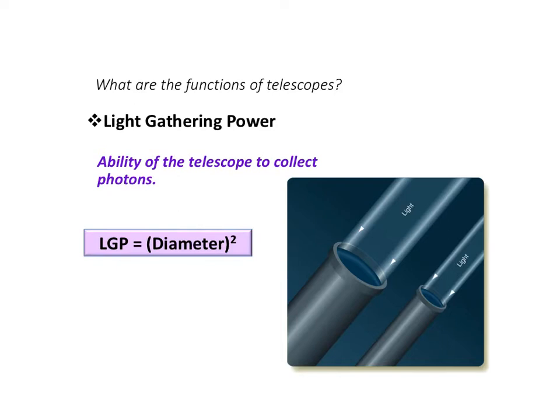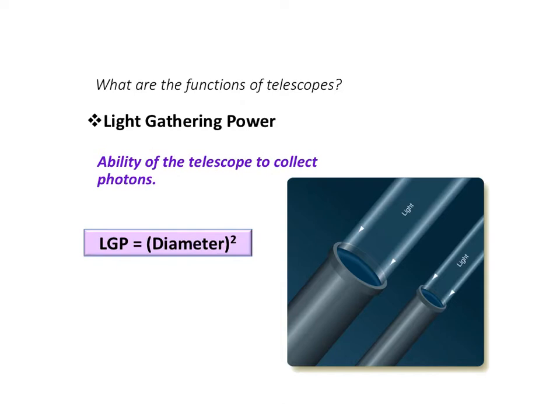So as you will see, there are three general properties of telescopes that are really important for viewing astronomical objects. The first is light gathering power, the second is resolving power, and the third, which is most notable but also least important, is magnification and magnifying power.